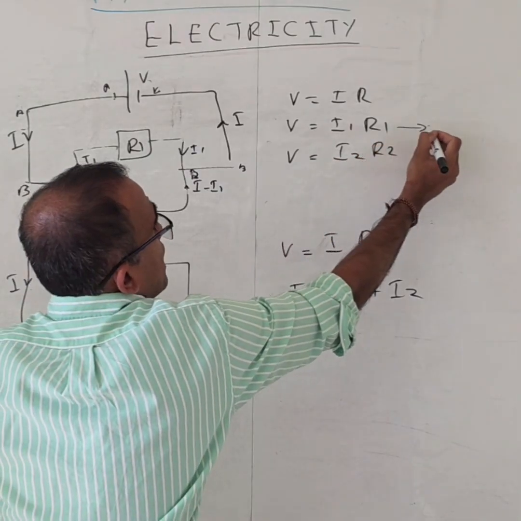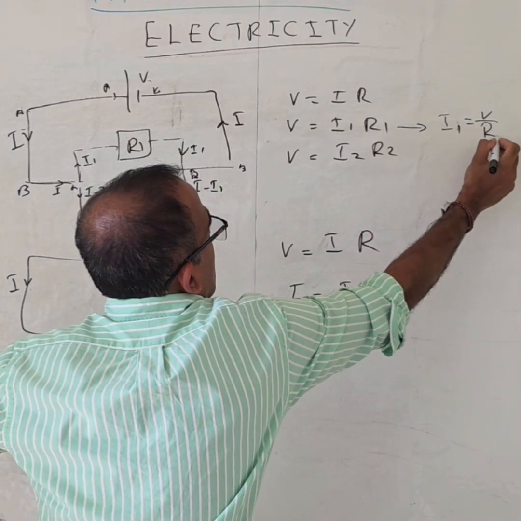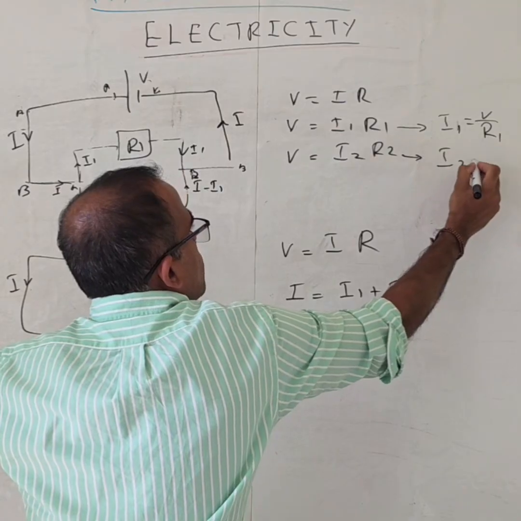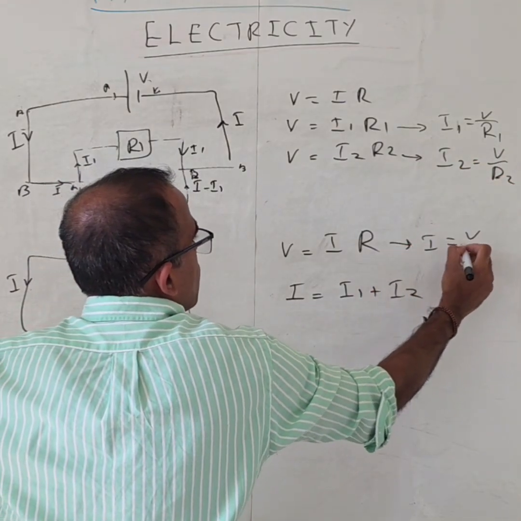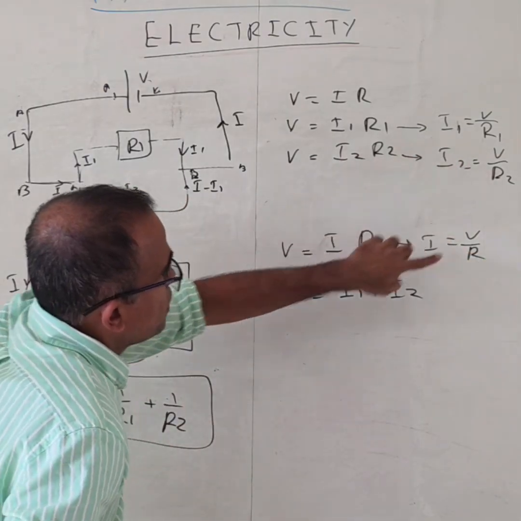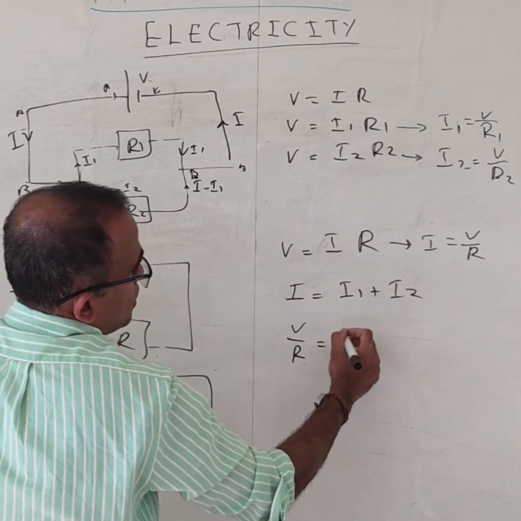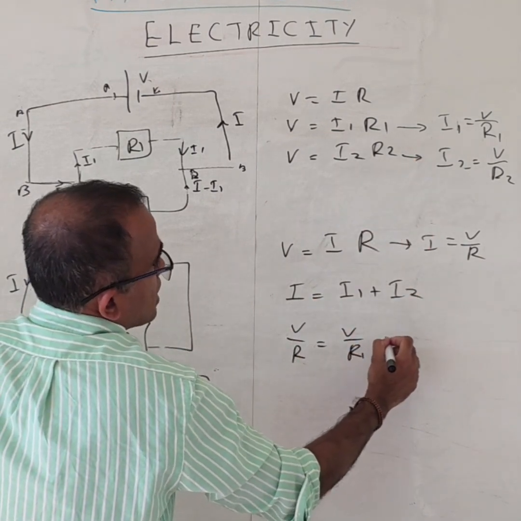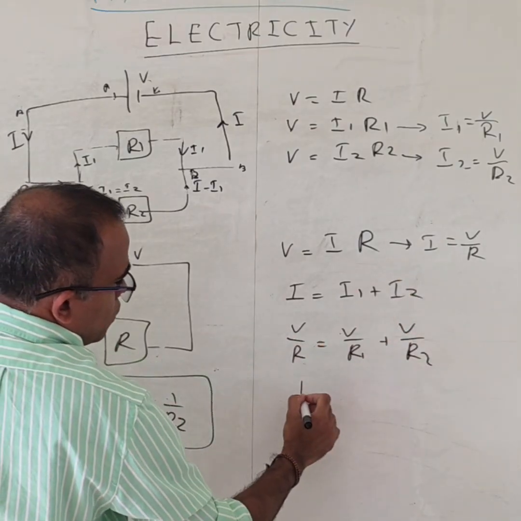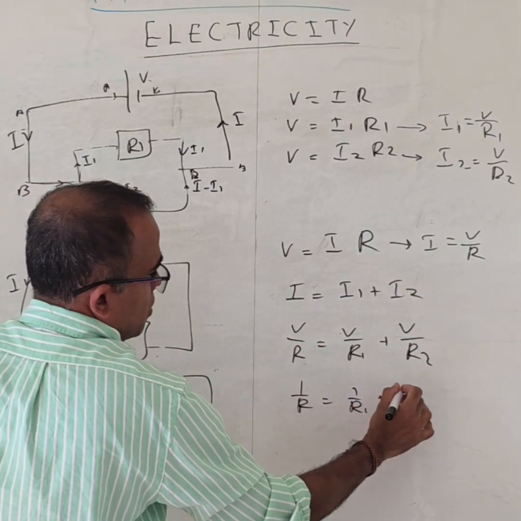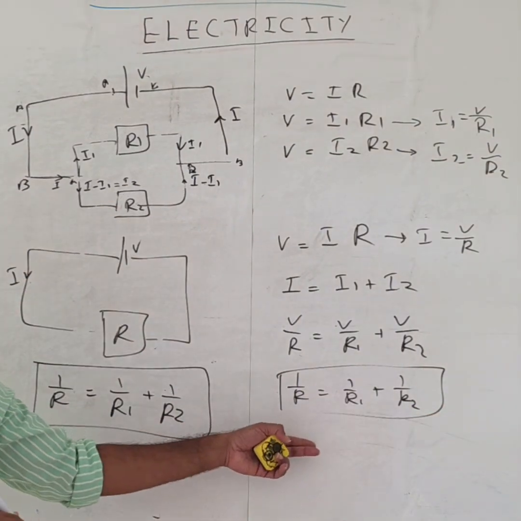From this equation, I can tell I1 is equal to V over R1. From here, I can tell I2 is equal to V over R2. And here I can tell I is equal to V over R. So if I put these values here, I is equal to V over R equal to I1 is V over R1 plus V over R2. V cancelled. 1 over R is equal to 1 over R1 plus 1 over R2. So this is the way we derive the formula.